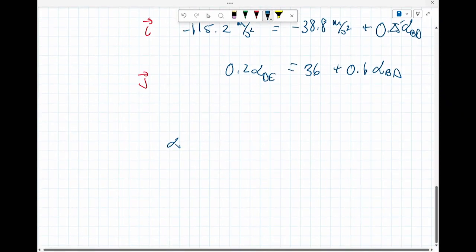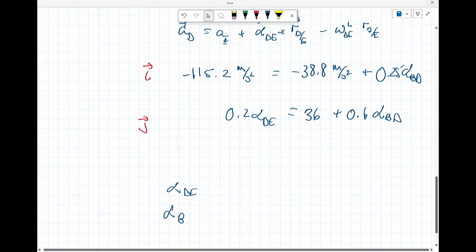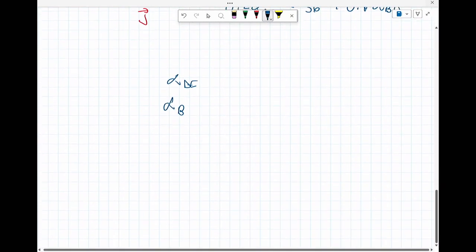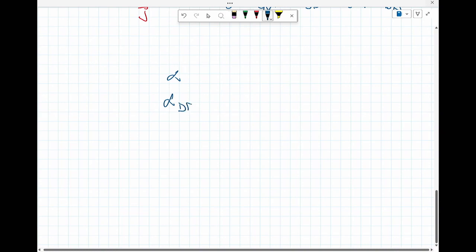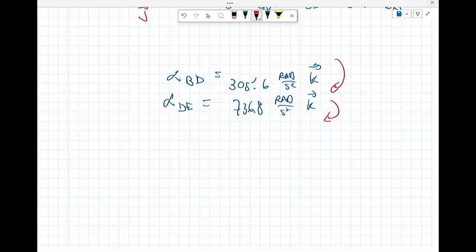From that, if you just solve the two equations, alpha BD, alpha DE, you end up with 305.6, and it's good to write units, K, and 736.8 rads per second squared K. And both of those are clockwise.